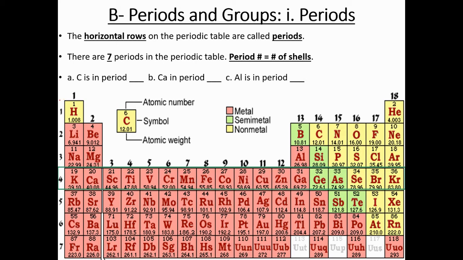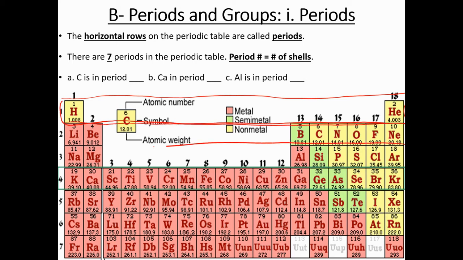And a period is just a horizontal row. So this is one of the rows over here. Here we have another. And it keeps going up until 7. So there's 7 rows in the periodic table of elements, which means there are 7 periods. And so we can identify where elements are based on their period. So for example, if I want to know what period carbon is in, I find carbon. It looks like it's in period number 2. This is carbon over here, period number 2.